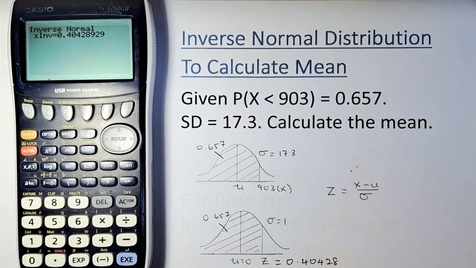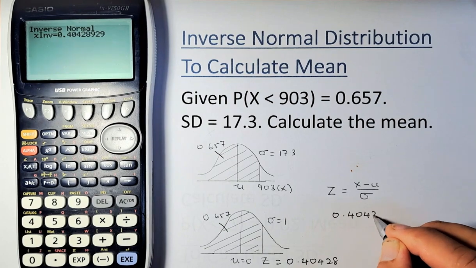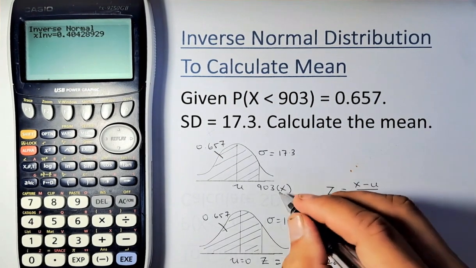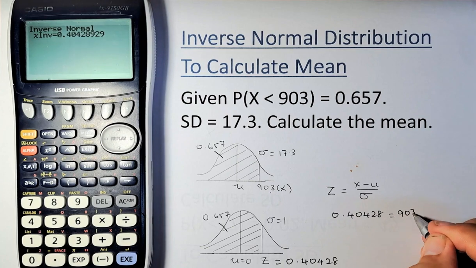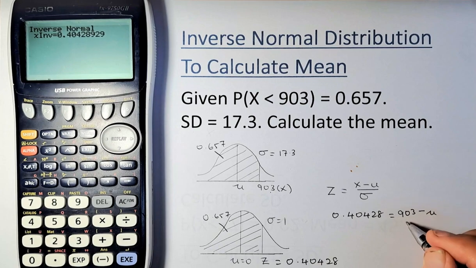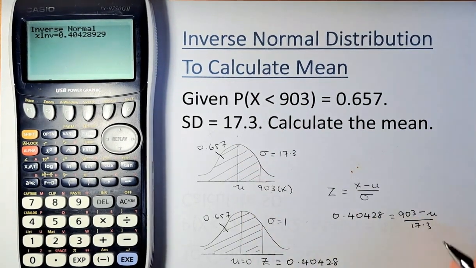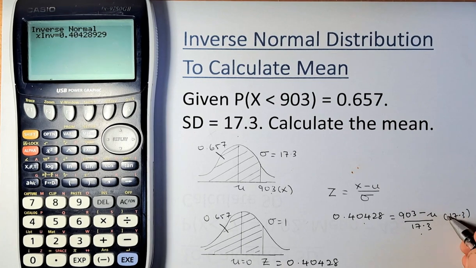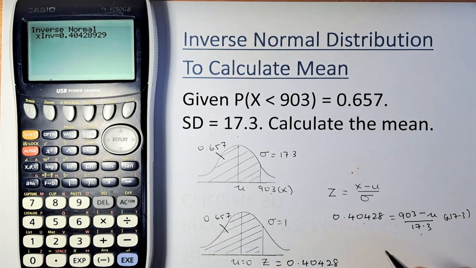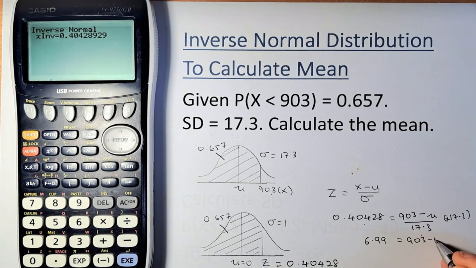The mean is nu. So z is now replaced by 0.40428, which equals x. The x is this number here, 903, minus the mean. The mean is what we want to find. You do not know the mean, so nu. And the sigma is going to be 17.3. Now you're going to multiply this number with that number because you multiply by 17.3 on both sides. So that answer will come up to 6.99. That will equal 903 minus nu.